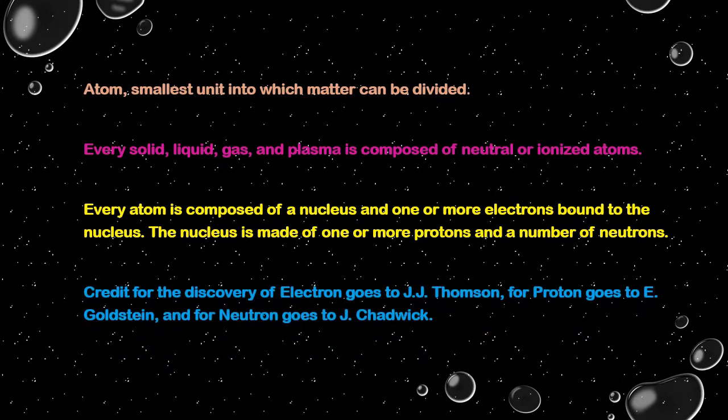Credit for the discovery of electron goes to J.J. Thomson, for proton it goes to E. Goldstein, and for neutron goes to J.